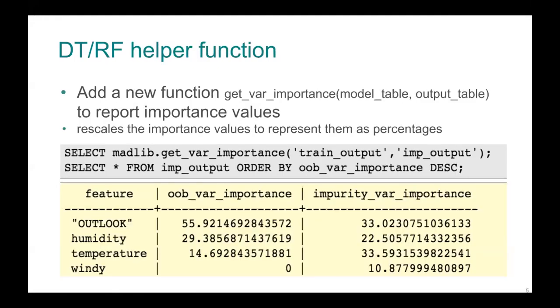At the same time, we introduce a helper function called get_var_importance to make it easier for you to map the feature name and the corresponding impurity variable importance. This helper function also rescales the importance values to represent them as percentages, so they sum up to 100, making it easier to compare between features.